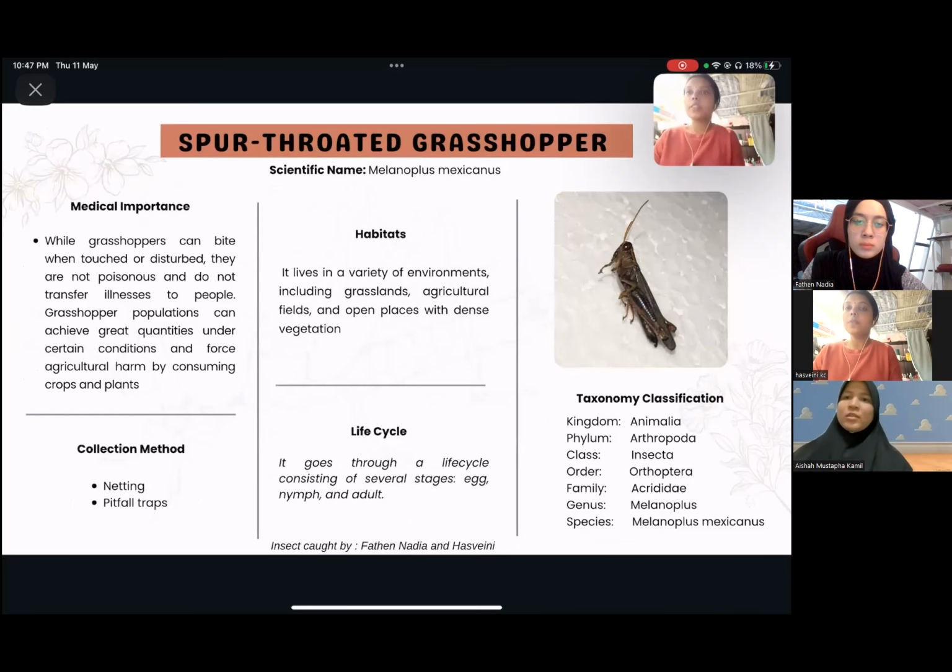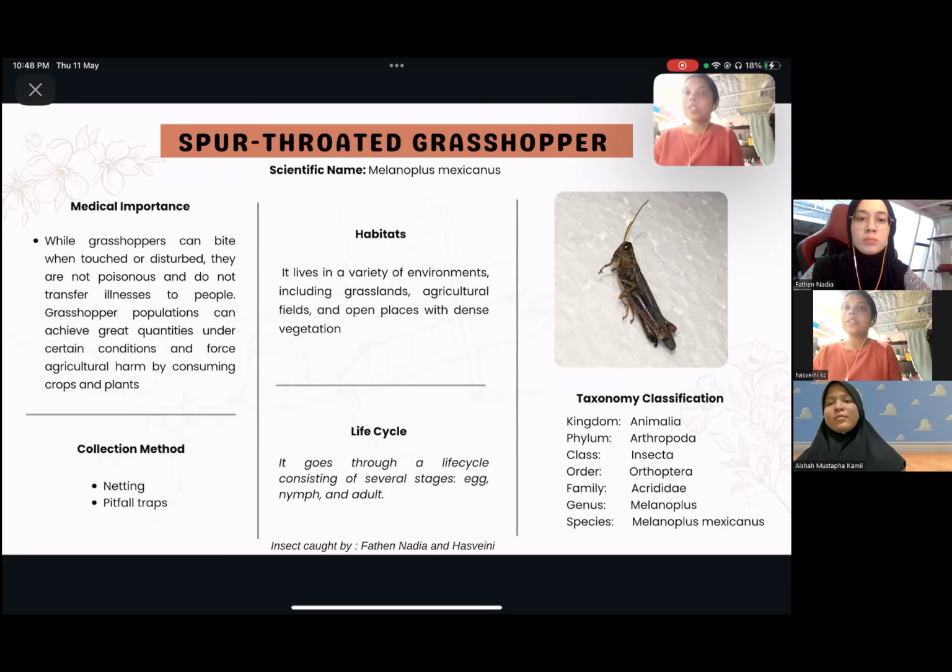spur-throated grasshopper. This is basically a grasshopper, and the scientific name of this species is Melanoplus mexicanus. This grasshopper might bite when touched or disturbed by humans, but they are not poisonous and do not transfer any illness to people. But this grasshopper population can reach greater quantities under certain conditions and harm agriculture by consuming crops and plants. So the collection method is net and pitfall traps.